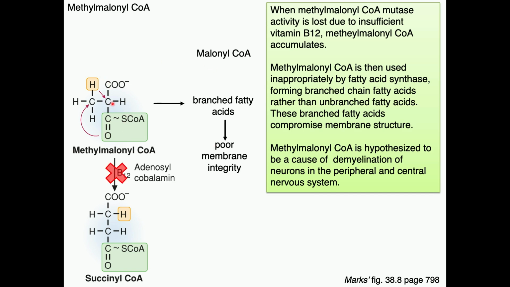Now, if we lack adenosyl B12, the methylmalonyl-CoA doesn't have a metabolic fate. This accumulates, and the fatty acid synthase enzyme will use this inappropriately as a substrate. That will result in branched chain fatty acids being synthesized. Those then are incorporated into phospholipids, and they can't pack together as nicely because of the branch points, and that leads to poor membrane integrity. And this is, again, particularly important in neuronal tissue, in central nervous system and the peripheral nervous tissue.